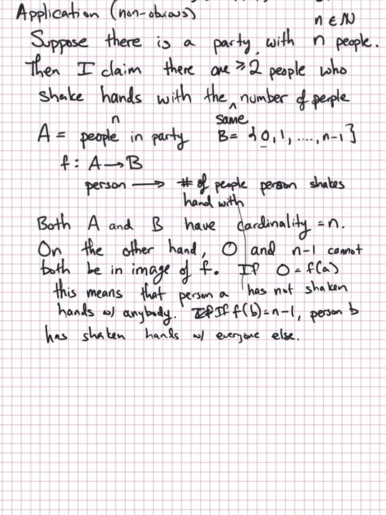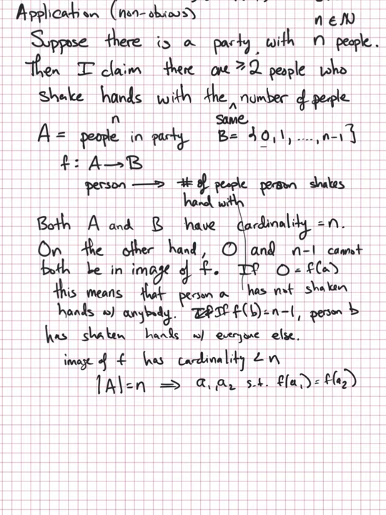So therefore, the image of f has cardinality less than n. So we have the set A, which is n. The image of f is less than n. By the pigeonhole principle, this means there's two people, A1 and A2, which have the same image, and therefore have shaken hands with the same number of people.